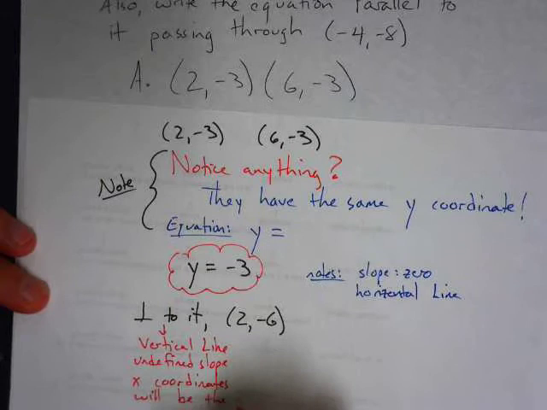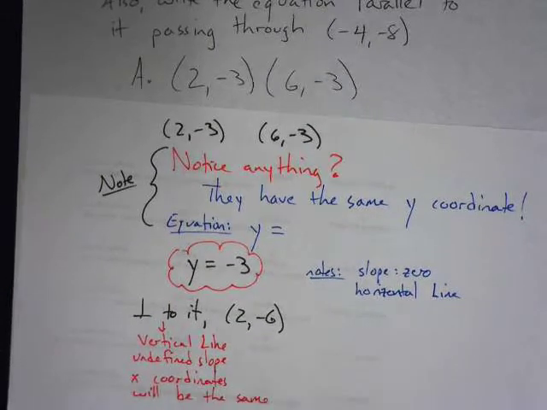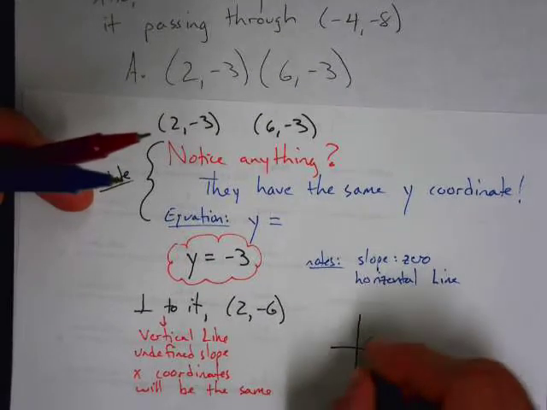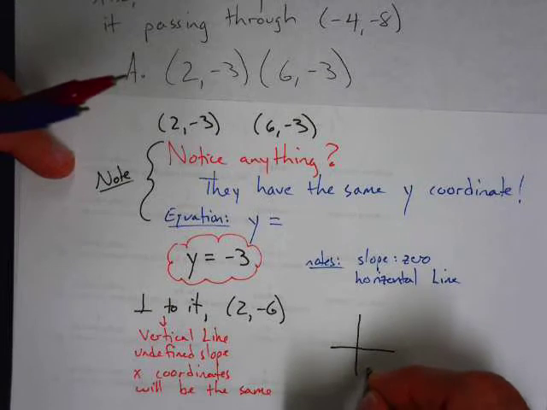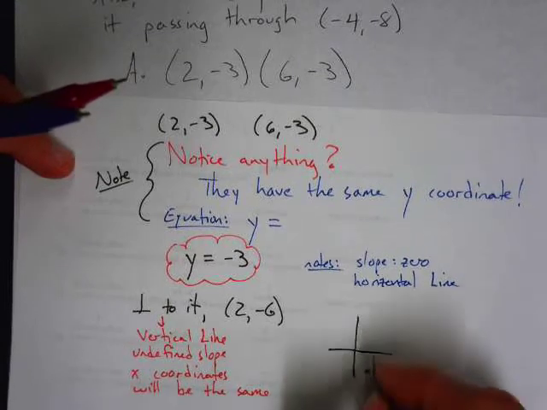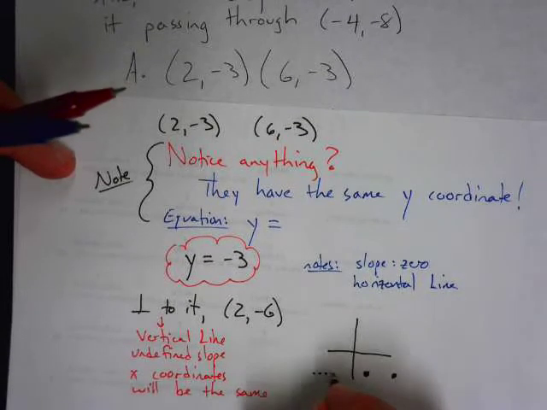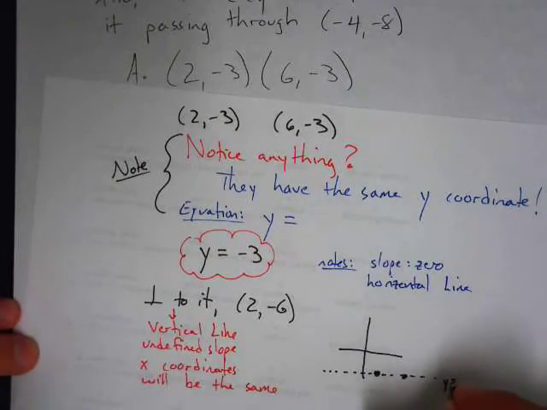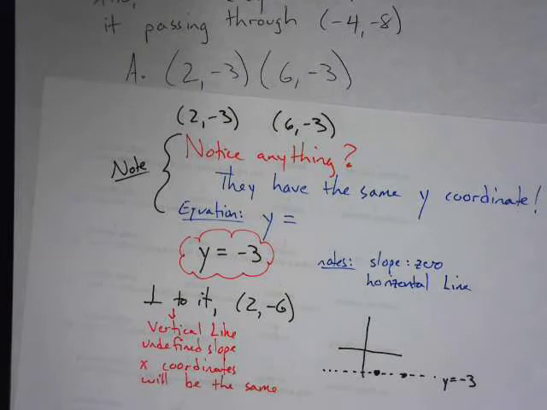And how do we know that? Well, take a look. I mean, you can graph it if you want. You want proof, graph it. So we have our two ordered pairs, at 2, -3, and 6, -3. So these are the two ordered pairs. This is the line we're dealing with, right? That's the line we're dealing with, y equals -3. And we know that's a horizontal line.